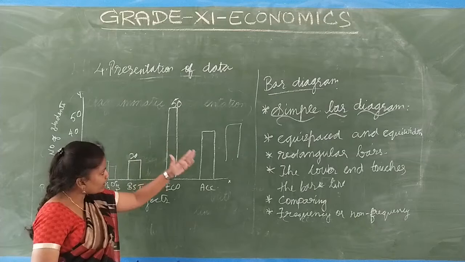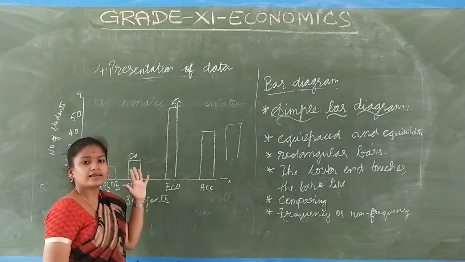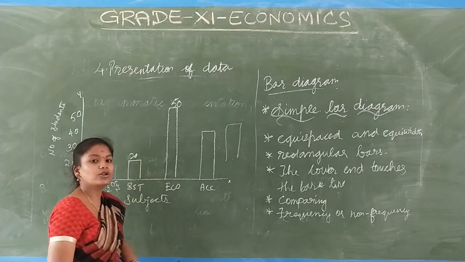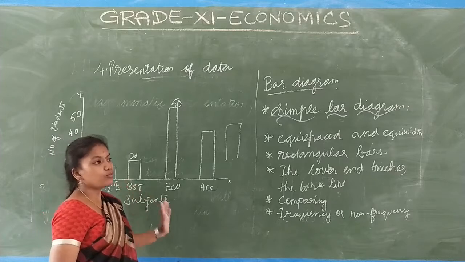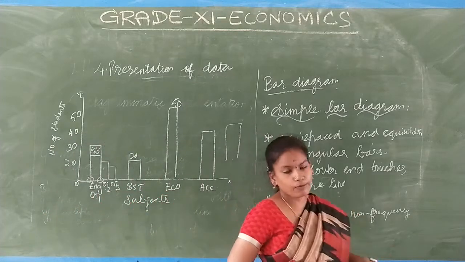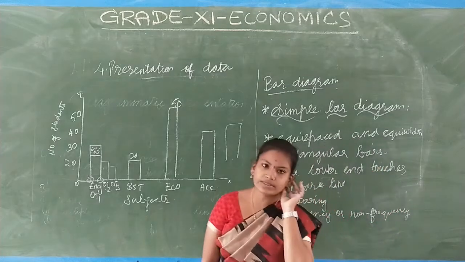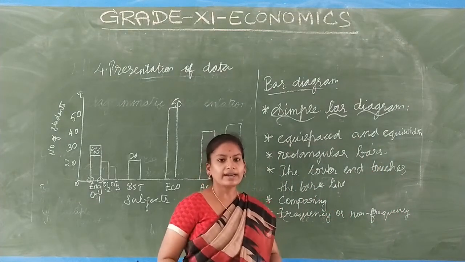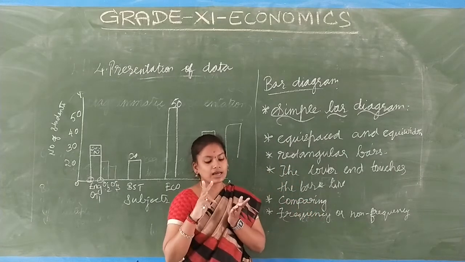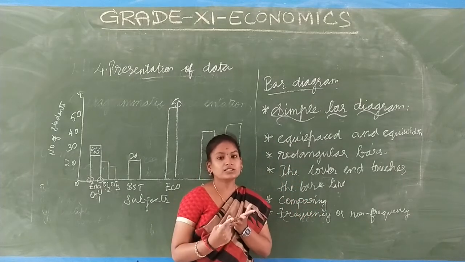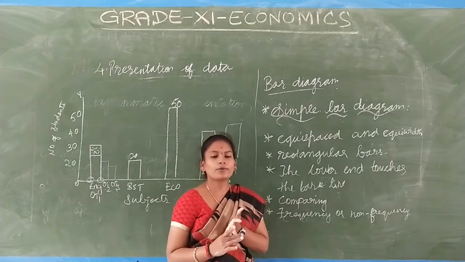Alright, it is easy for you to understand for comparing, because when you see it, you will know which has the highest value. Seeing the length or the height, you will know which is the highest value, which is the lowest value. It can be used for both frequency and non-frequency type of data, but usually bar diagrams are used for presenting the non-frequency data types. Okay, and bar diagrams are further classified into multiple and component. Actually, bar diagrams are classified into 3: simple, multiple bar diagram and component bar diagram.